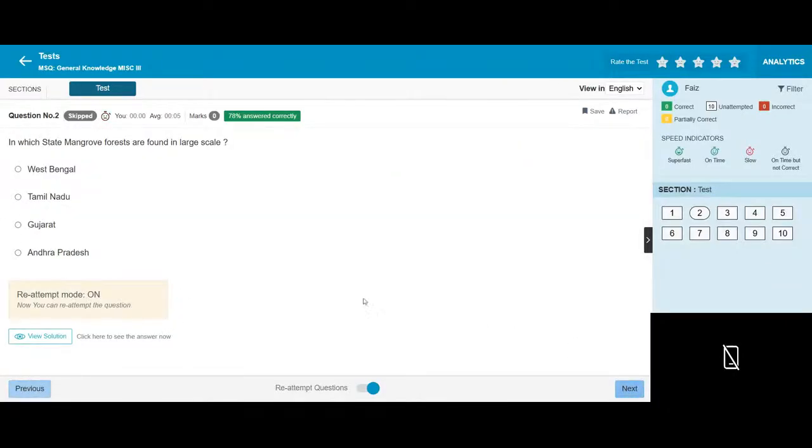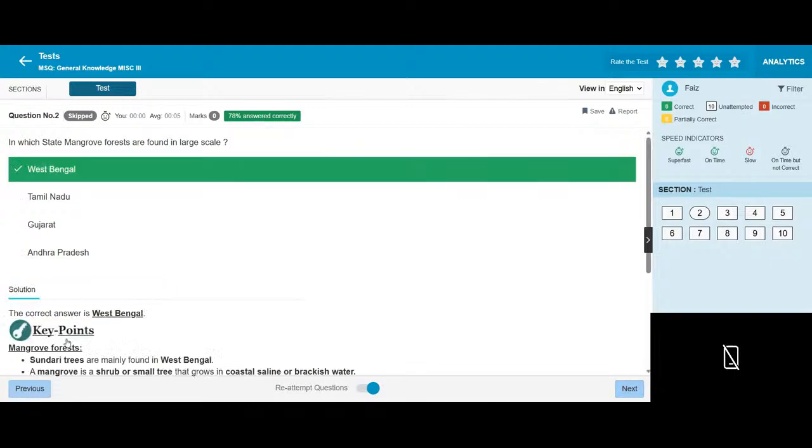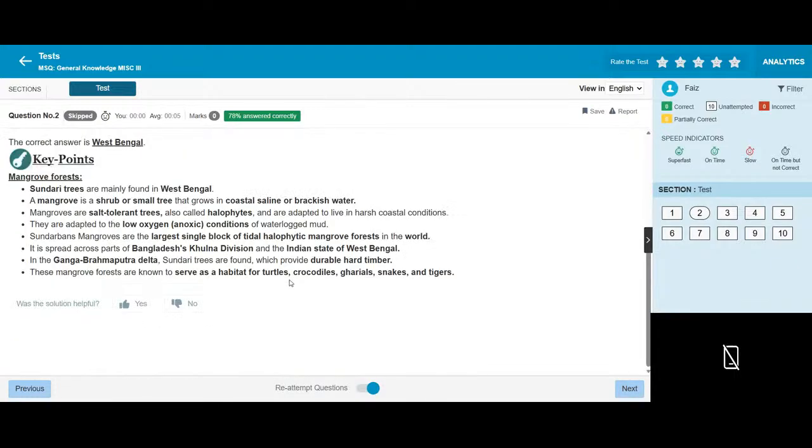In which state are mangrove forests found on a large scale? West Bengal. Sundari trees are mainly found in West Bengal. Mangrove is a shrub or small tree that grows in coastal saline or brackish water. Mangroves are salt-tolerant trees, also called halophytes, and are adapted to live in harsh coastal conditions. They are adapted to the low oxygen conditions of waterlogged mud. Sundarban mangroves are the largest single block of tidal halophytic mangrove forests in the world.